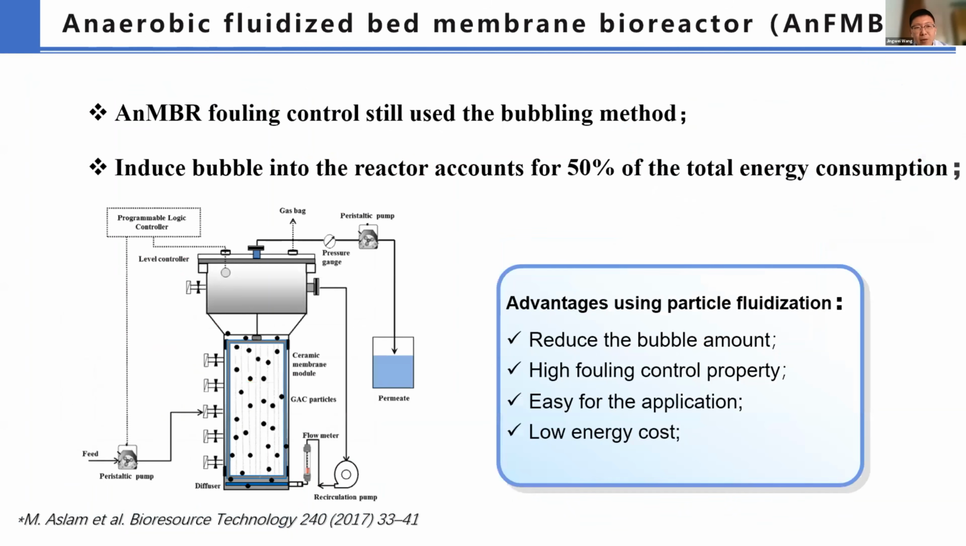Actually, for the ANMBR, membrane fouling control, especially in industrial use, still uses the bubbling shear method. We can recycle the biogas in the reactor, and then induce bubbles to shear the membrane surface, like the common aerobic MBR. However, inducing bubbles in the reactor accounts for very high energy consumption, around 50% of the total energy for wastewater treatment. By using particle scouring, there are many advantages, like reduced bubble amount, high fouling control performance, and it is very easy to apply, with very low energy cost.